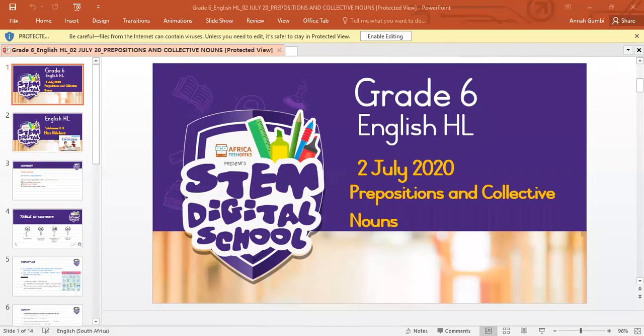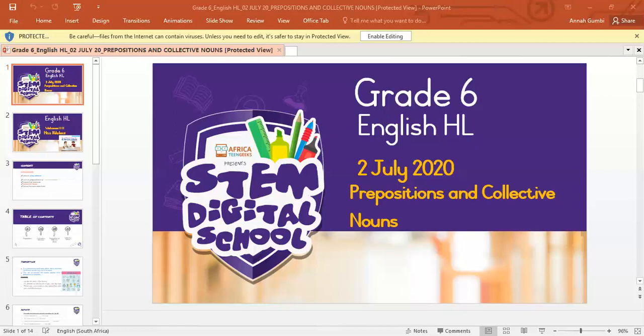Remember, there's a picture there that shows you quite a number of examples. With a box, you can say inside the box or outside. The other example is up or down. The other one is under or beneath. Okay, let us continue.